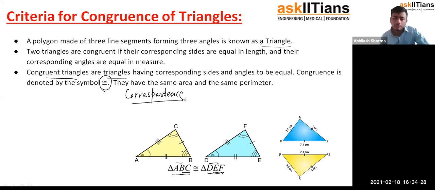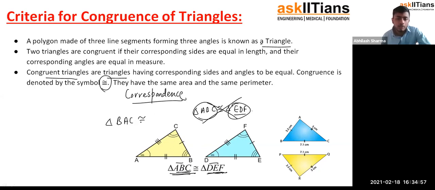But the point I'm trying to say is that if you write triangle ABC congruent to triangle EDF, then that would be incorrect. You can only write ABC congruent to DEF. You can't change it to EDF because then corresponding parts will not be equal. So this naming also is very important here. If you want to name the first triangle as BAC, that's fine. But then the second triangle will also need to be named as EDF. This is correct.